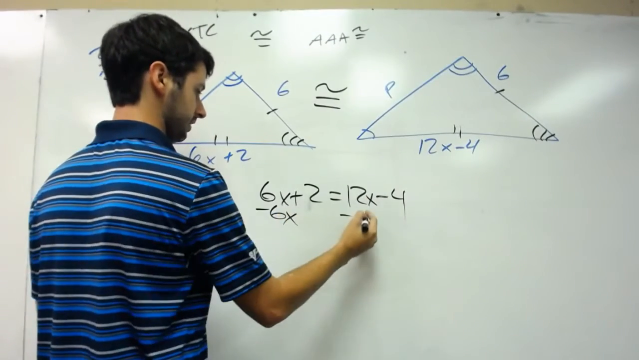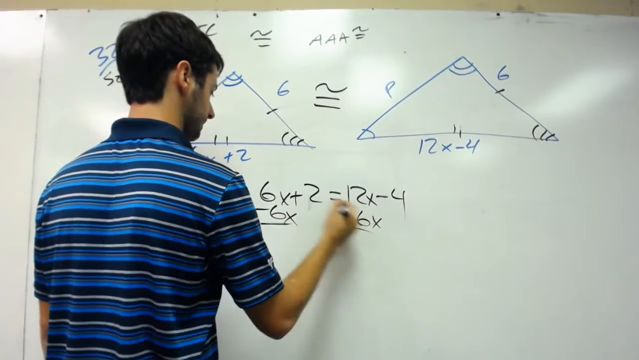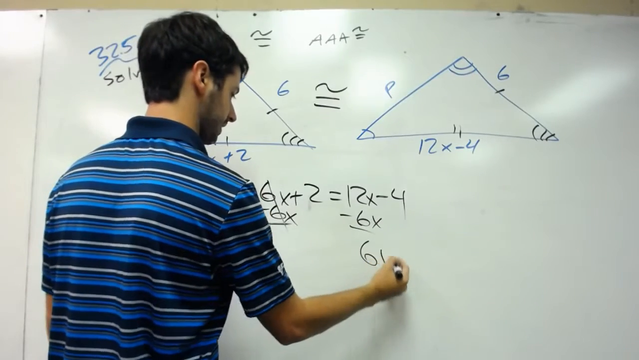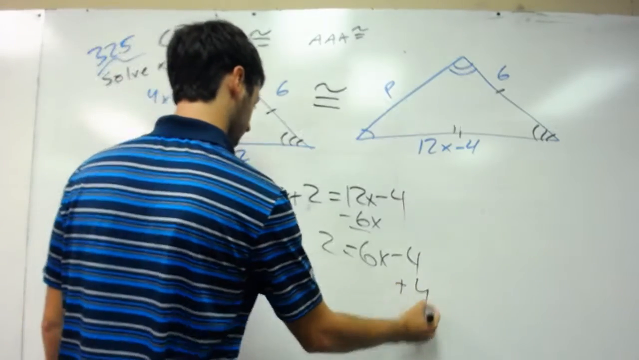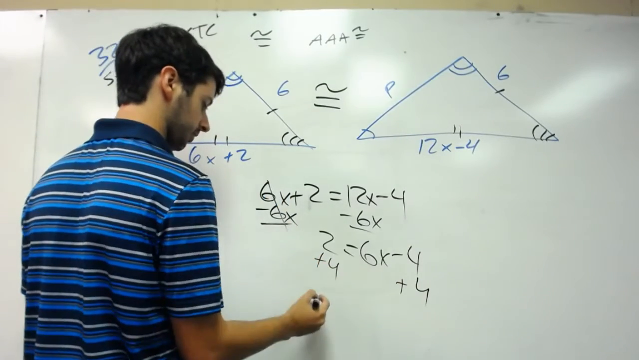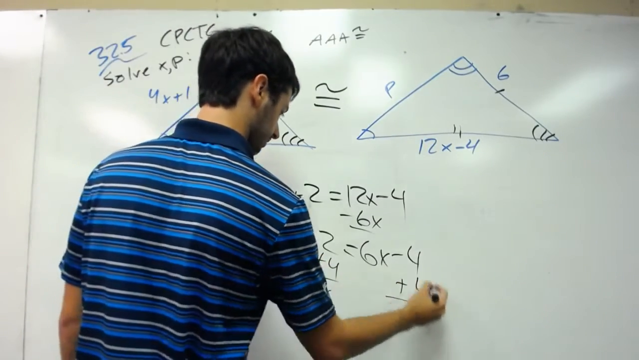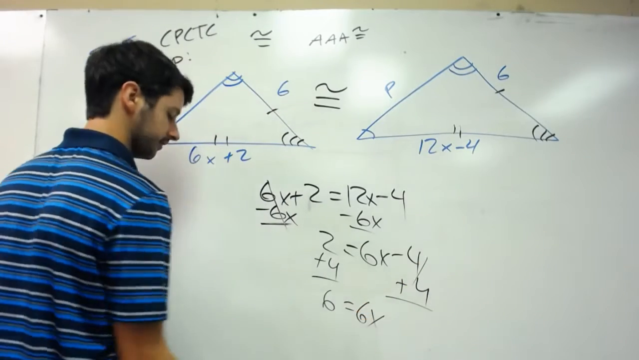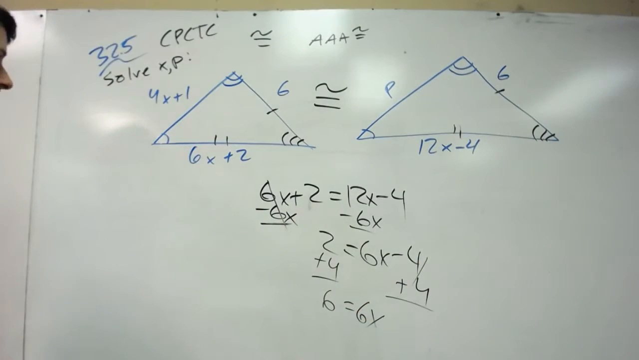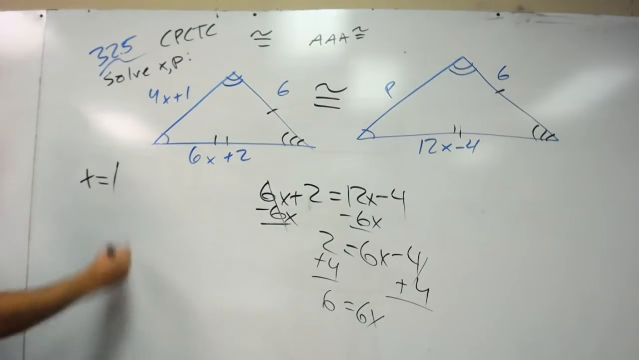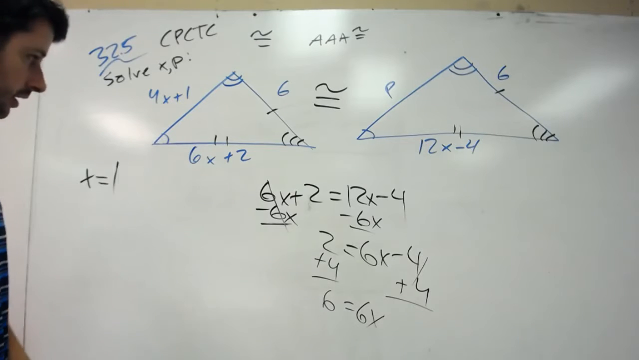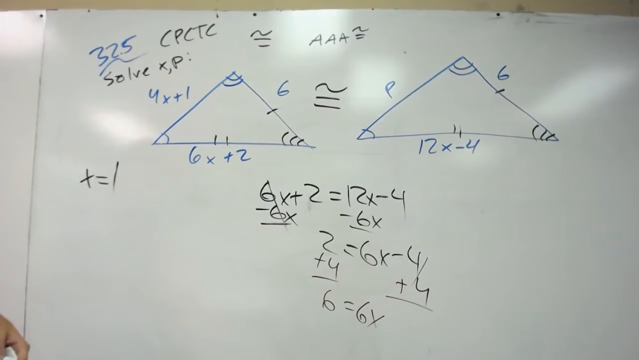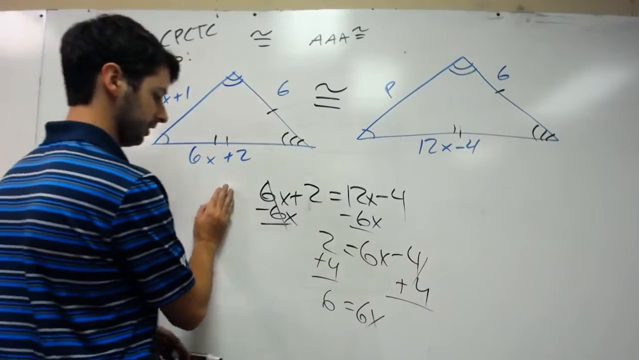Subtract the 6x. Trying to isolate to get x by itself. 6x minus 4 equals 2. Add 4. Whoa, what do you know about that? 6 equals 6x. They made it fun and easy for us. X equals 1. It didn't even want us to know the sides. It just wants us to find x and p. So we got x.